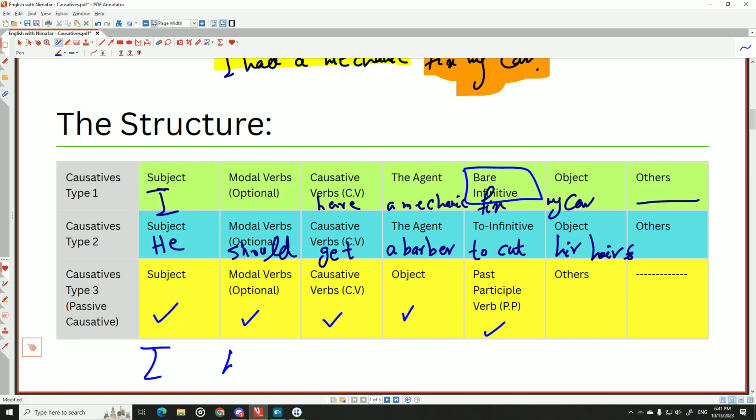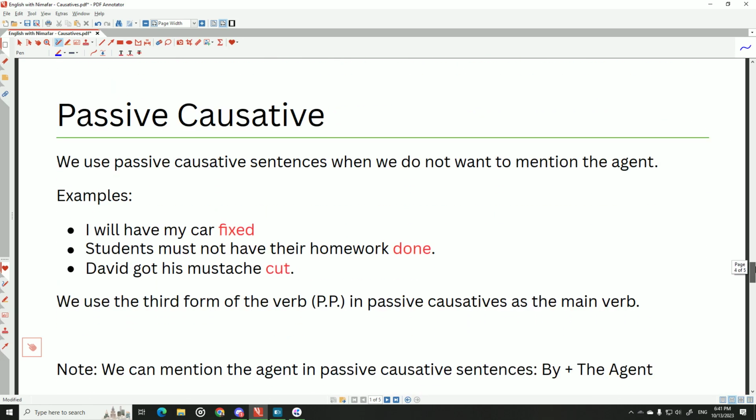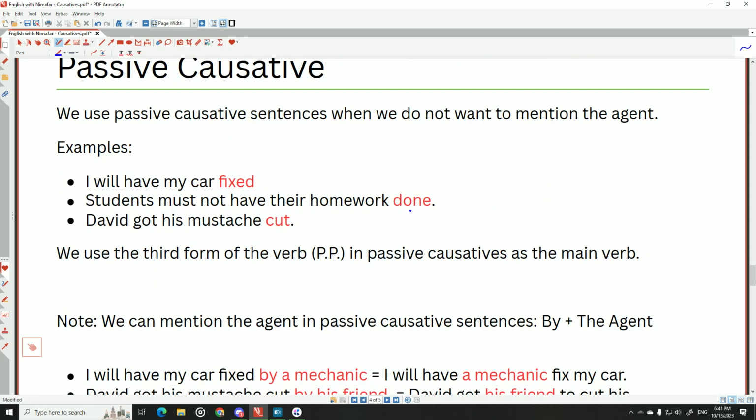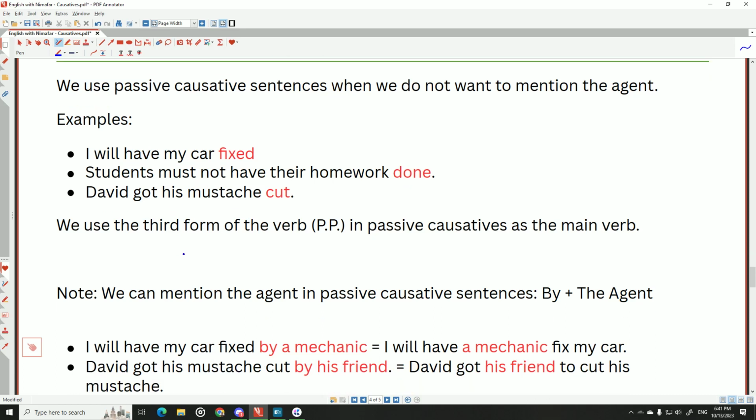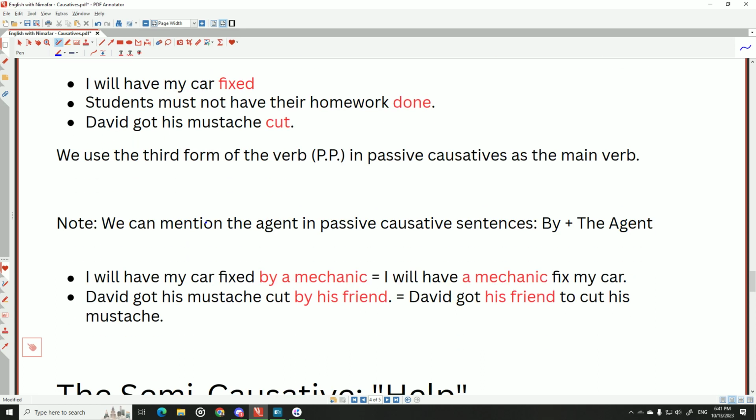For example, I will have, here you say my car. I will have my car, past participle. Fixed, PP, past participle, the third form. For example, go, went, gone. Worked. I will have my car fixed. So, I will have my car fixed. Students must not have their homework done. David got his mustache cut. The third form is used in the passive causative as the main verb.